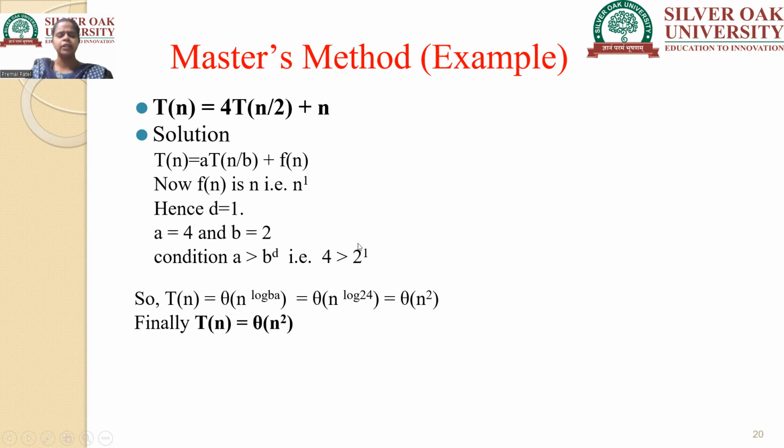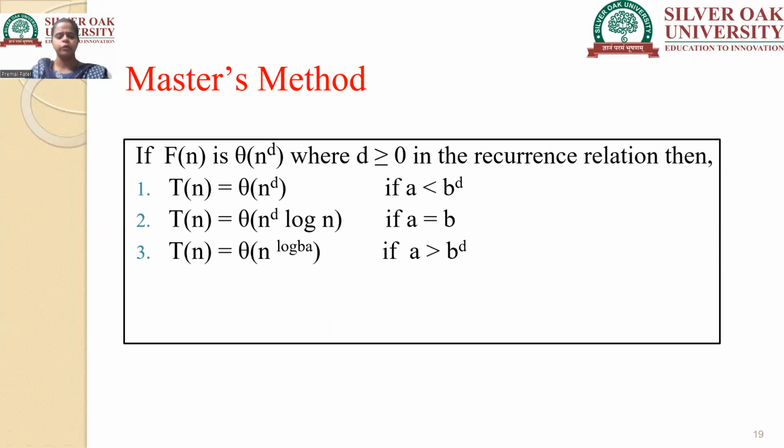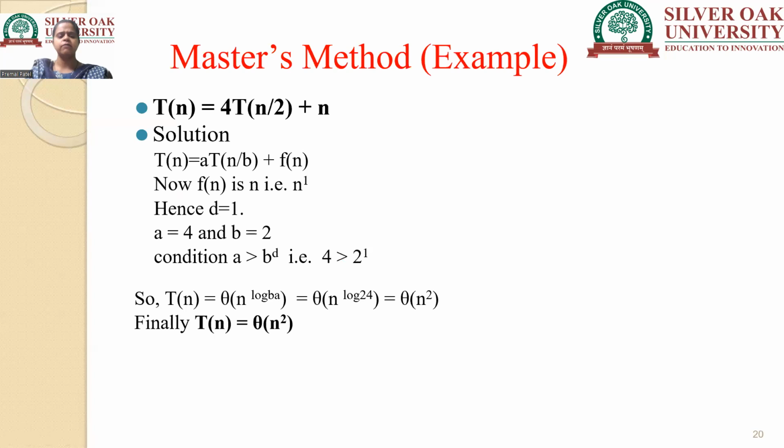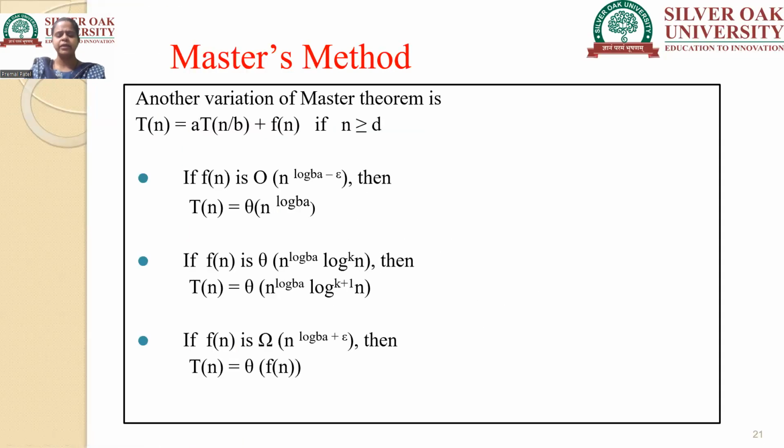Now putting these values into the equation, we get the condition that 4 is greater than 2 raised to 1. That means that will give you the third formula. So T of n is equal to theta of n raised to log a base b, that is theta of n raised to log 4 base 2. 4 is 2 raised to 2, so log 2 base 2 is 1, and that is equivalent to theta of n square. So the complexity of the given recurrence relation is T of n equals theta of n square. Now we have seen the basic formulas.